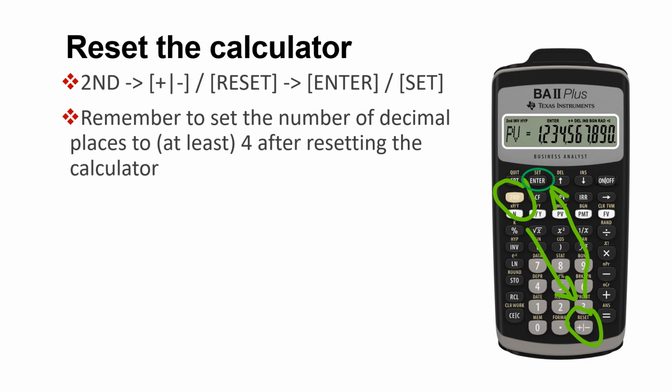If you experience an unknown problem with your calculator, the chance is you may have changed something you should not touch. In this situation, I would recommend you reset your financial calculator by following the instruction in this slide. Remember to set the number of decimal places to 4 after resetting your entire calculator.